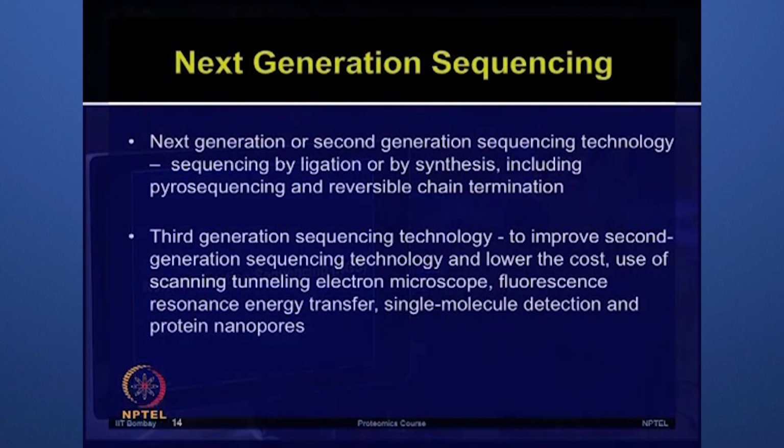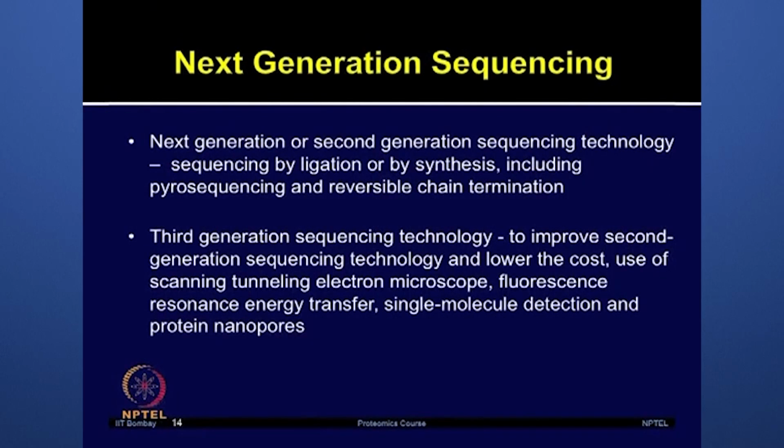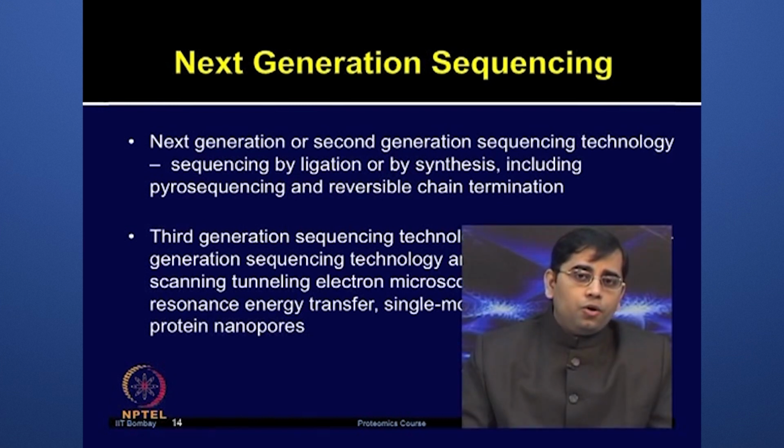Traditional sequencing, which we discussed earlier, including Sanger's chain termination method as well as the chemical method of Maxam and Gilbert in 1976, can be termed first generation sequencing methods. The next generation or second generation sequencing technology includes sequencing by ligation or by synthesis, including pyrosequencing and reversible chain termination.